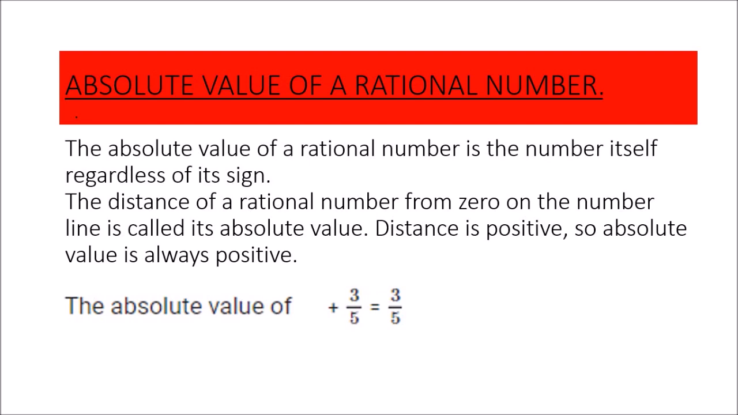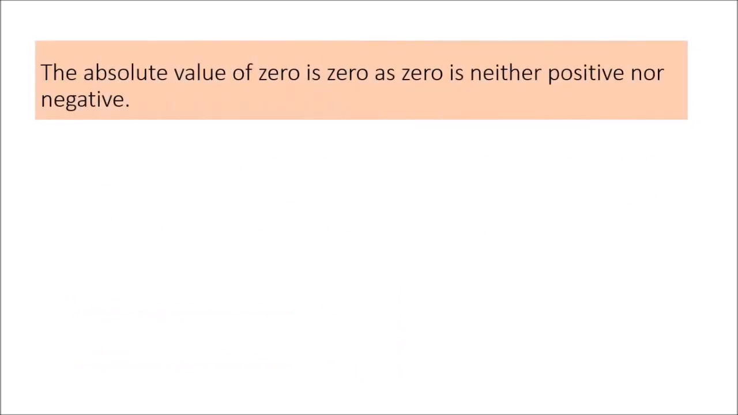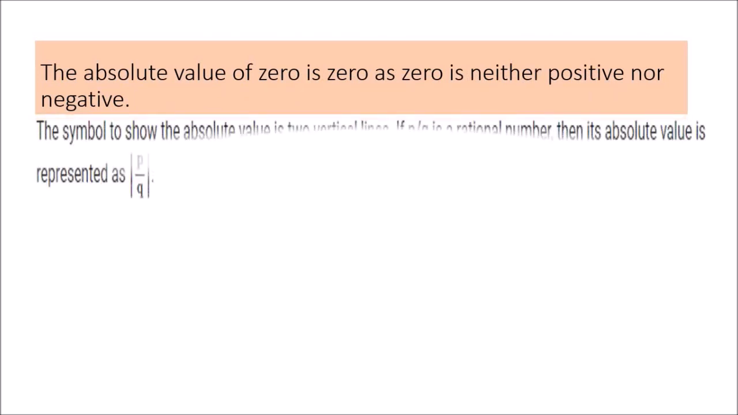Therefore, the absolute value of plus 3 upon 5 will be 3 upon 5, and the absolute value of minus 3 upon 5 will be 3 upon 5. The absolute value of 0 is 0, as 0 is neither positive nor negative. The symbol to show the absolute value is two vertical lines.